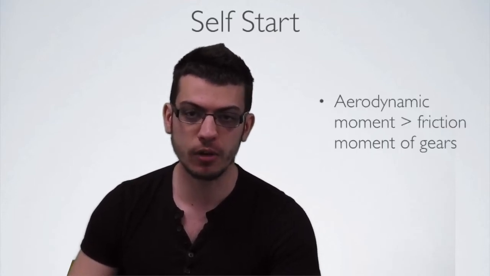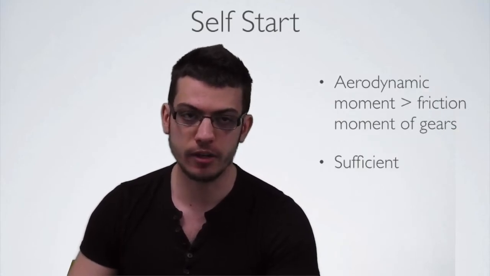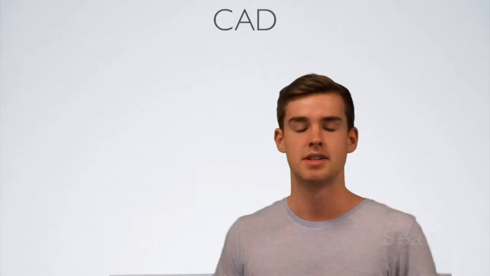As far as self-start is considered, we believed that we only needed the moment due to the aerodynamic forces to be greater than or equal to the friction moment of the gears. From our simple estimations, we met this criterion. The turbine was designed using Creo Parametric and Q-blade.